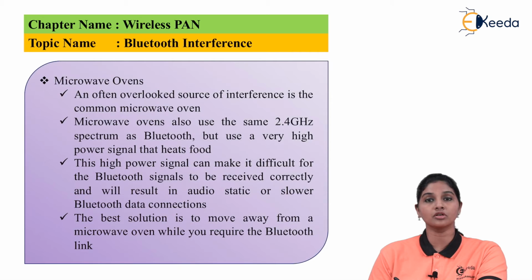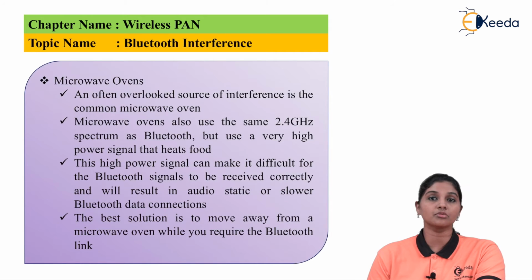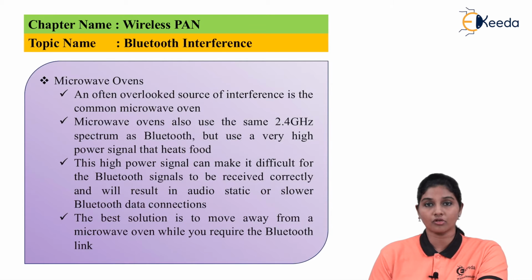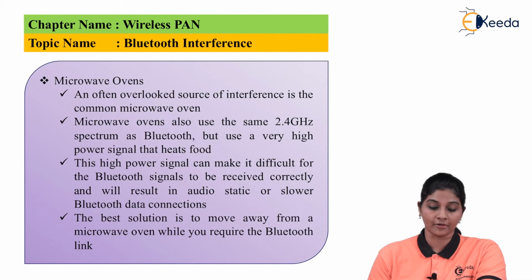The second type of interference that occurs in Bluetooth is from the microwave oven. Not only the microwave oven but all other electronic equipment also operates on the same frequency band of 2.4 gigahertz. The magnetron used in the microwave radiates at the same frequency band. So the main source of the interference is the common microwave oven.